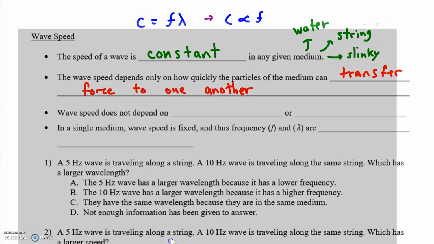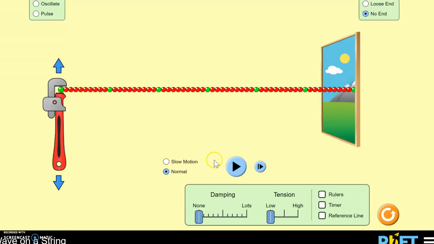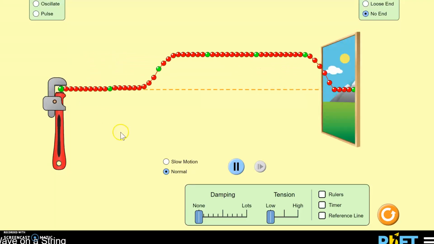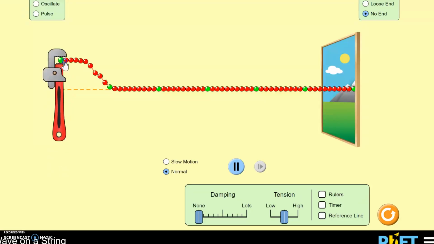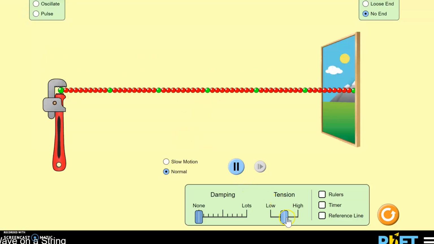If we go back to the simulation, if I pull this thing up, the first particle pulls on its neighbor, which pulls on its neighbor, and there's this kind of chain reaction. And I pull down, and they pull down on each other in succession. If I change the medium and increase the tension, then now when I pull this guy up, it transfers the force to the neighbor much quicker. And when I pull down, it transfers the force much quicker. So that's how you speed up the wave. You increase how quickly they can interact.